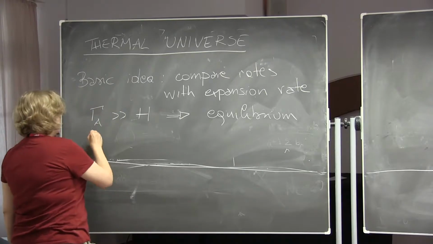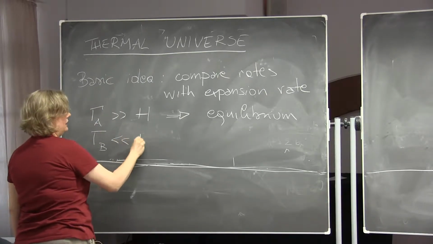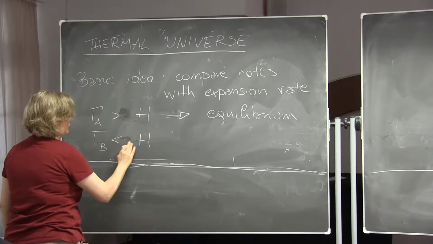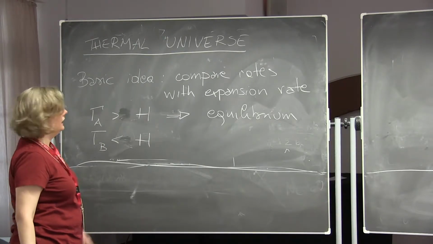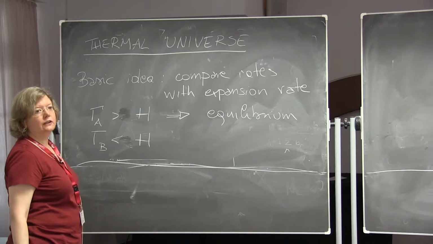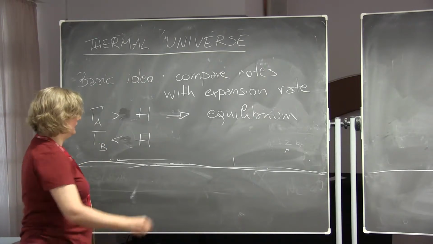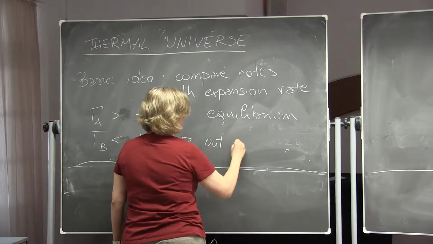The second possibility is that you have another process B for which the rate is instead smaller, or much smaller, so I don't really need much, but at least smaller than the age of the universe. In this case, you cannot assume that you can keep up thermal equilibrium because the rate is smaller, and this means that you are out of equilibrium.